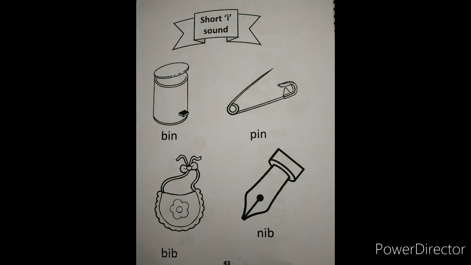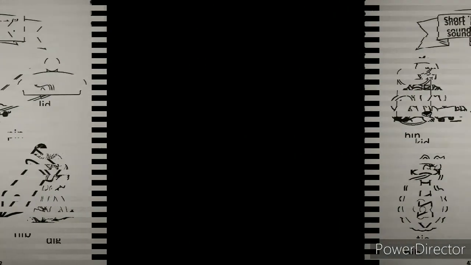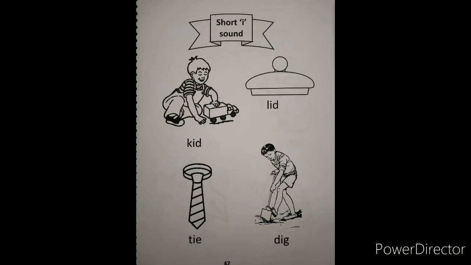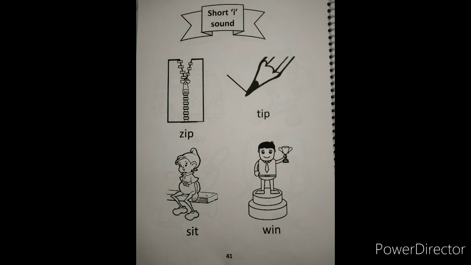Now let us read some I vowel words from your spiral book. The first picture is of bin. B, in, bin. Second is pin. P, in, pin. B, ib, bib. N, ib, nib. Now on the next page, k, id, kid. L, id, lid. D, ig, dig. And t, I, tie. This is a long sound.